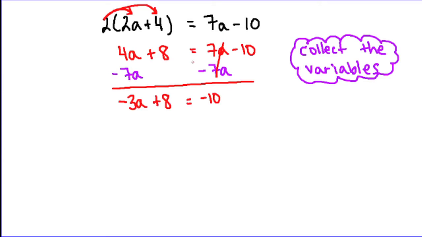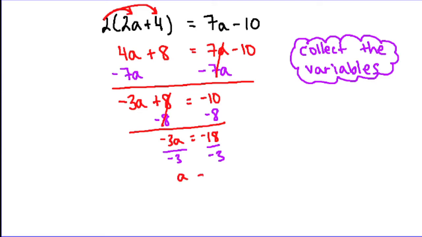Now I have a regular two-step equation, so I'll just solve that the same way I solve all my other two-step equations. I'll cancel out my constant, and let's quickly simplify that. Negative 3a equals negative 18, and now I will cancel out my coefficient by using division. Divide by negative 3, divide by negative 3, and I'm left with a is equal to 6.